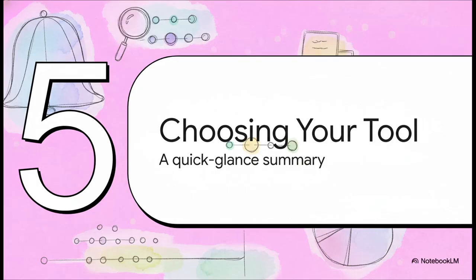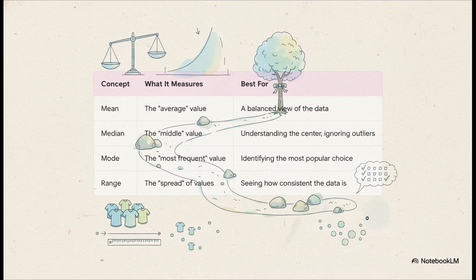So, there we have it. 4 tools: mean, median, mode, and range. They all look at the same 5 numbers but give us 4 different answers. So the million-dollar question is, how in the world do you know which one to use? Think of this as your ultimate cheat sheet.